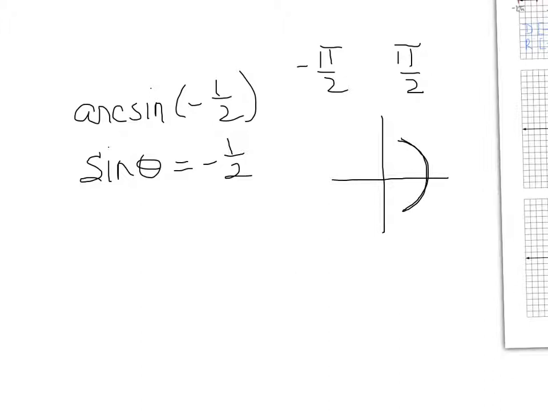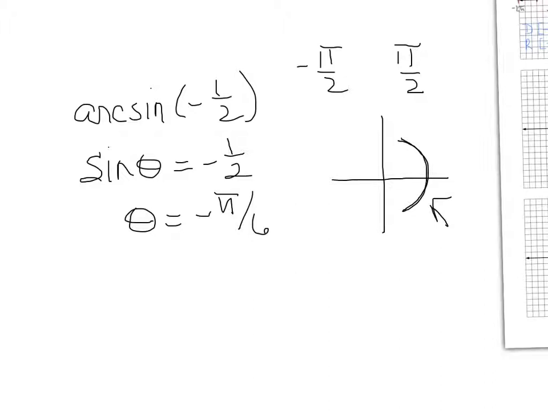Pi/6, but this is a -1/2, which tells us it is right here in this quadrant. So the theta is -pi/6. Would you prefer radians, I guess, in this case? It has to be radians, if we're looking between -pi/2 and pi/2.